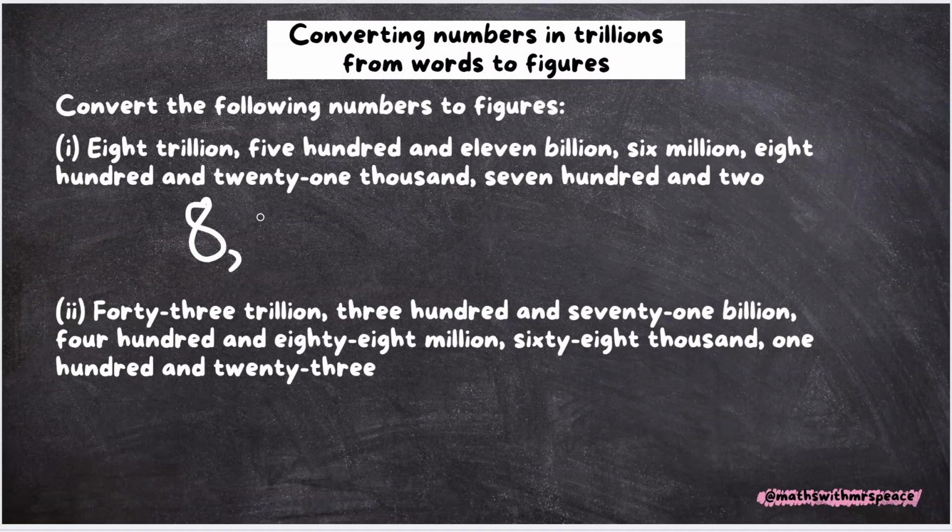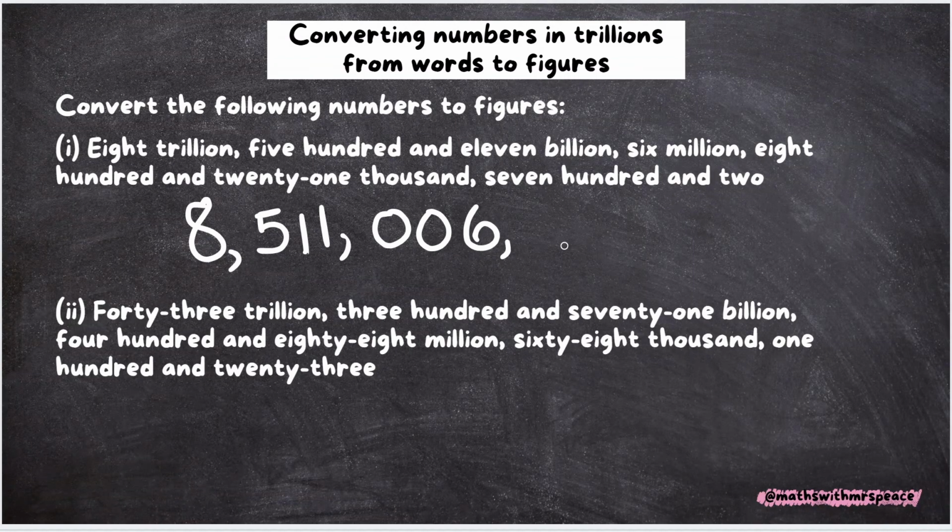511 billion. So that's going to be 511, 6 million will be 006, comma, 821,000 will be 821,000, comma, and then we have 702.